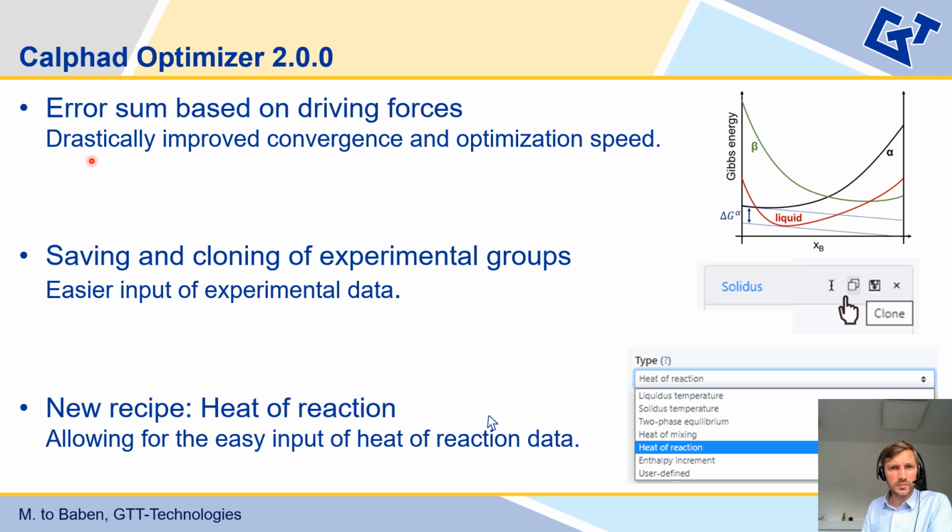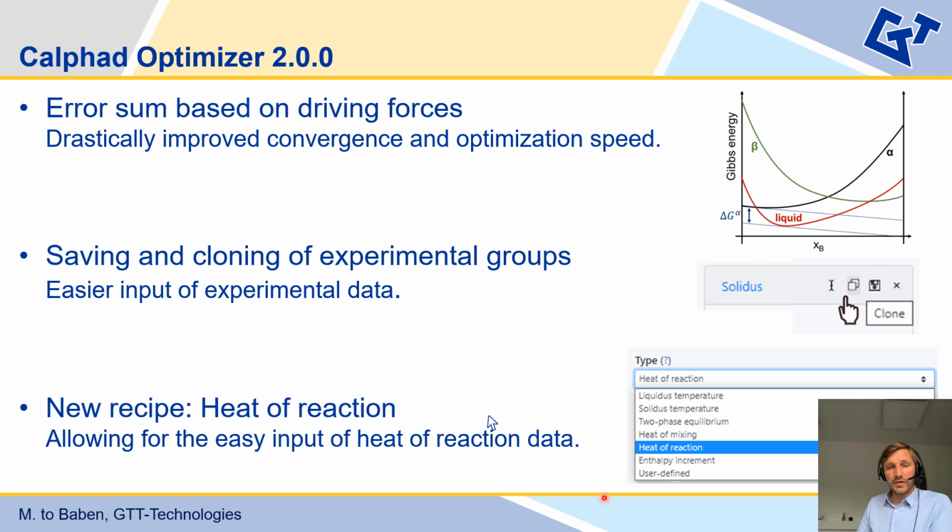Which is sometimes difficult because, for example, it can happen that with a bad parameter set, a phase is just never stable. So it's impossible to calculate its formation temperature. So we are now going towards the driving forces without any change in the graphical user interface. So we are taking care of that in the back end, and that has drastically improved convergence and optimization speed. It will be presented next week at the Calvert conference, and we hope for some positive feedback there.